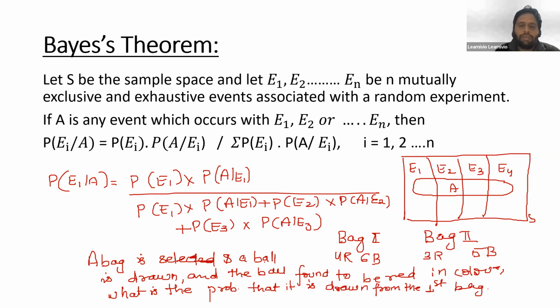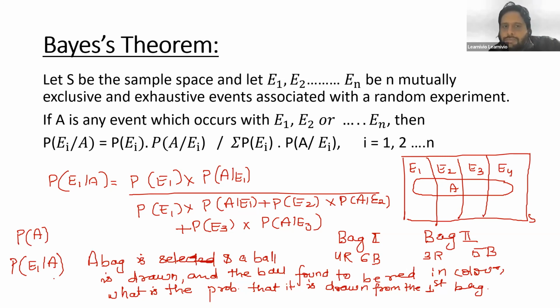If we compare this Bayes theorem with the law of total probability, what's the difference between these two? If this question were of the law of total probability, they would have asked what is the probability that the ball is red in color. But now they are saying the ball is red, and you have to find the probability that it is selected from the first bag. In law of total probability, you have to find P(A). But here they are saying find P(E1 by A). This is the difference. So don't get confused about how you will differentiate the question.